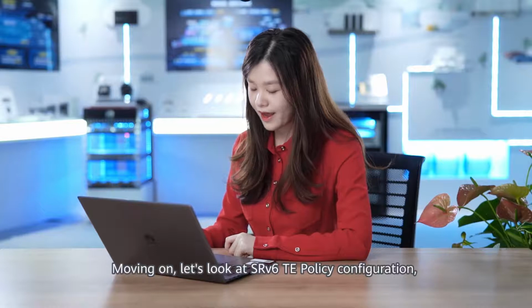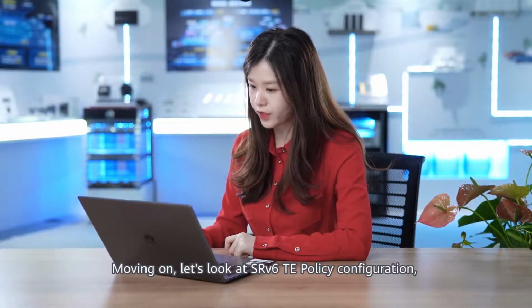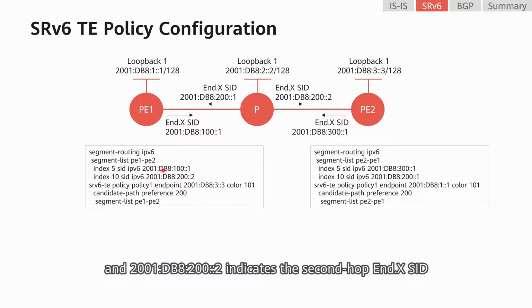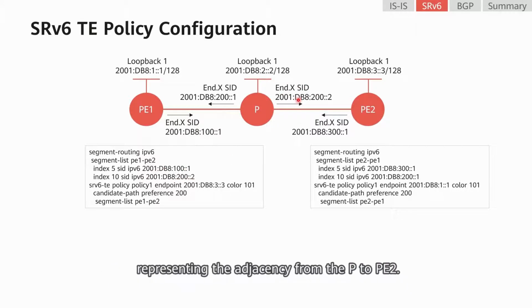Moving on, let's look at SRv6 TE policy configuration, which mainly involves the following steps. The first step is to run the segment list command to create an explicit path from P1 to P2 and specify each hop. In this example, this address indicates the first hop and End.X SID, representing the adjacency from P1 to the P, and this address indicates the second hop and End.X SID, representing the adjacency from the P to P2.